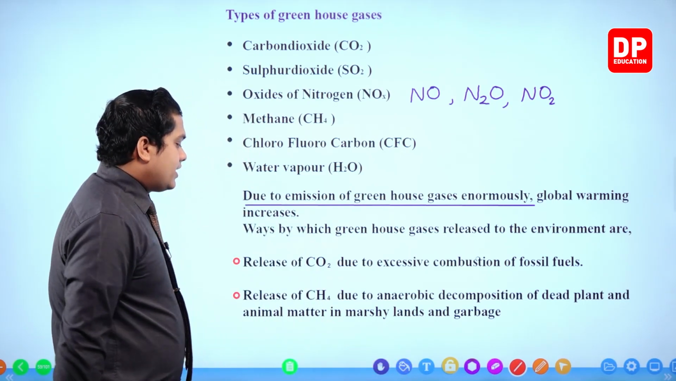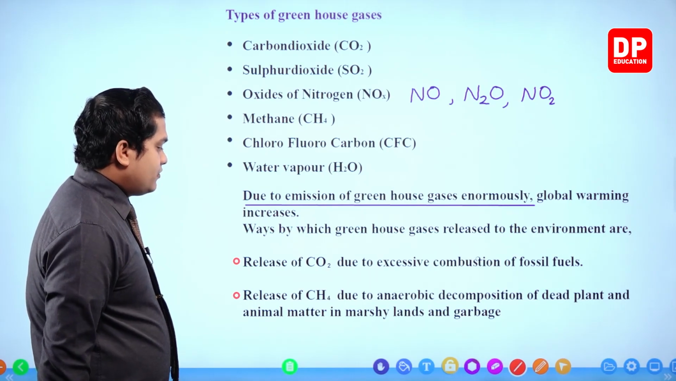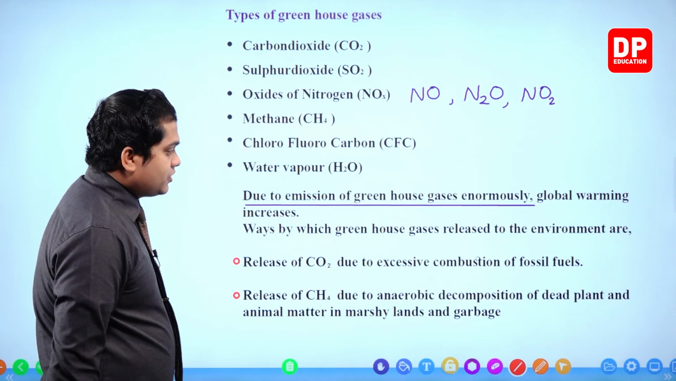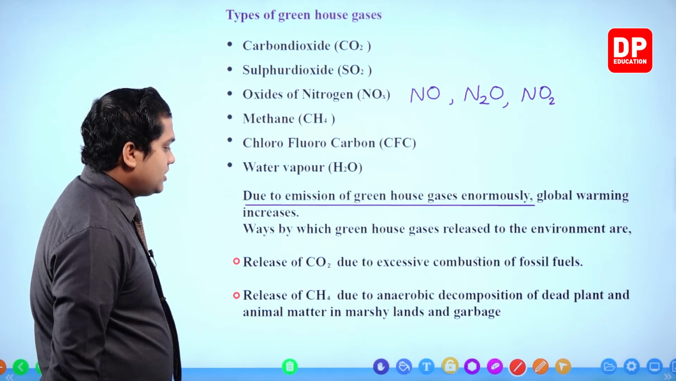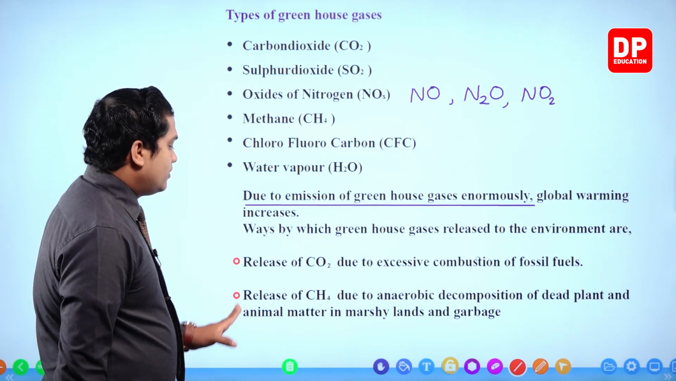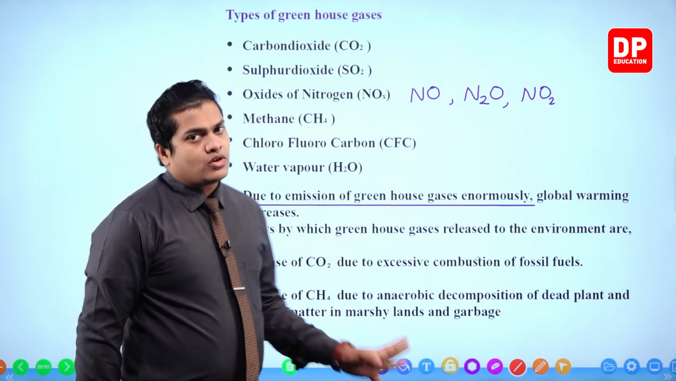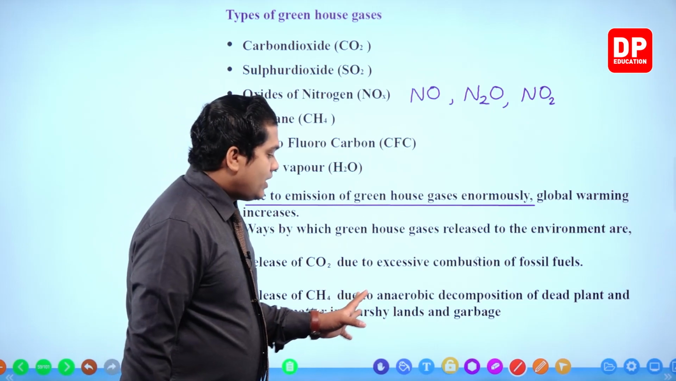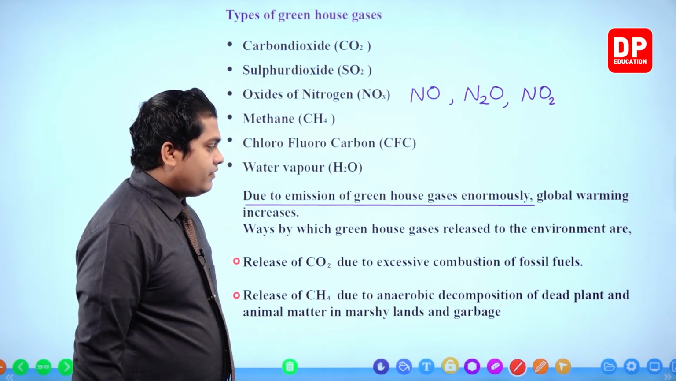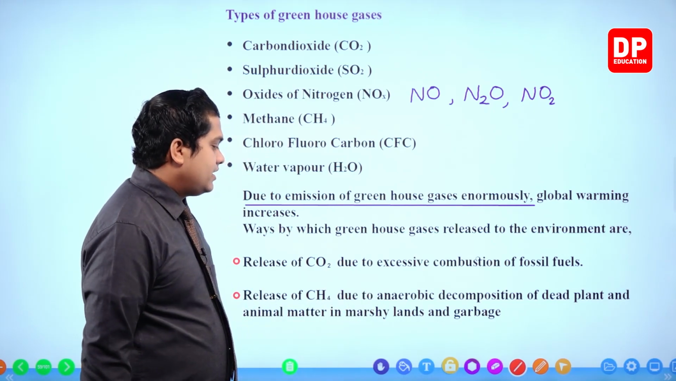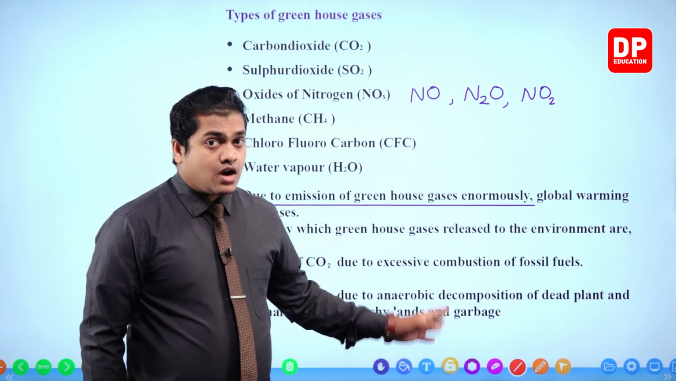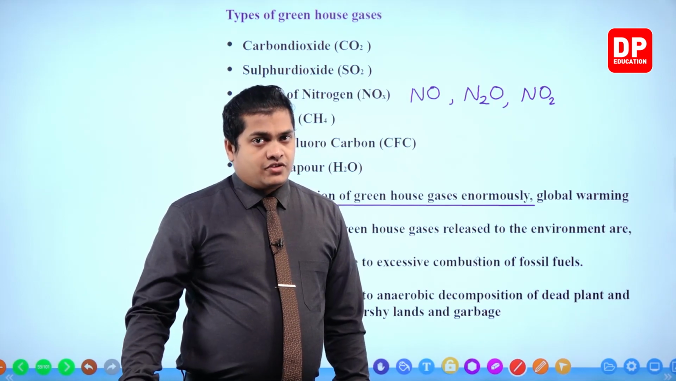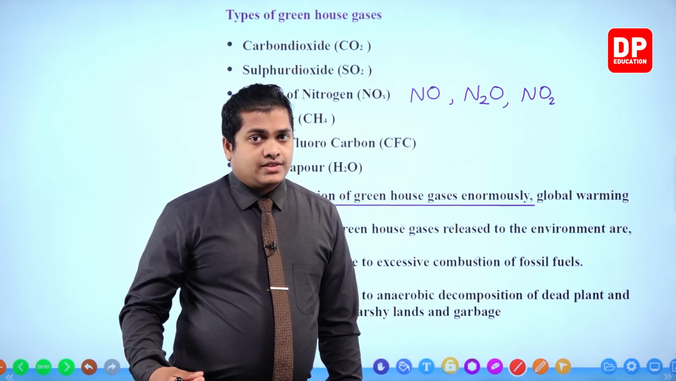Next one, release of methane, CH4, due to anaerobic decomposition of dead plant and animal matter in marshy lands and garbage. So this is some kind of natural one, right? Release of methane gas due to anaerobic decomposition of dead plant and animal matter in marshy lands and garbage. Garbage is somewhat different, right? We can take that one as an artificial one.